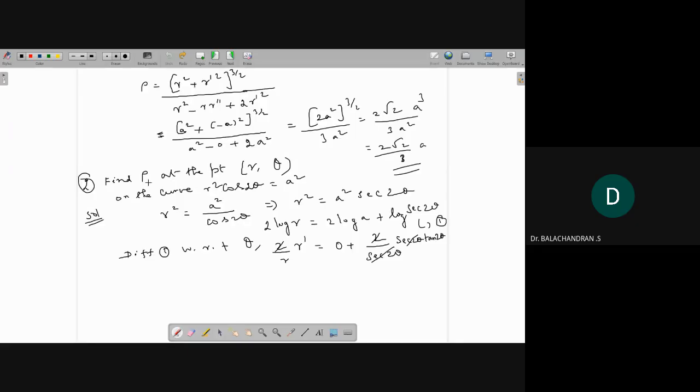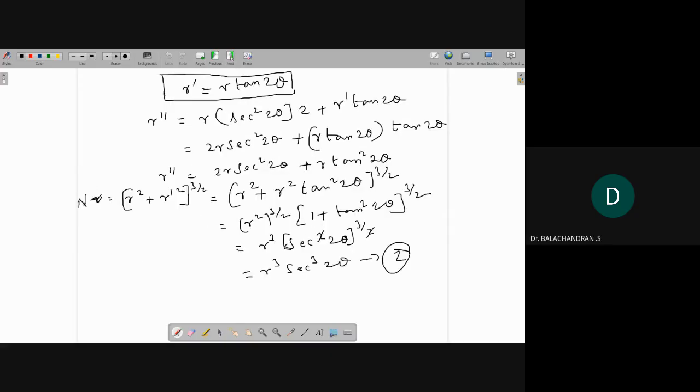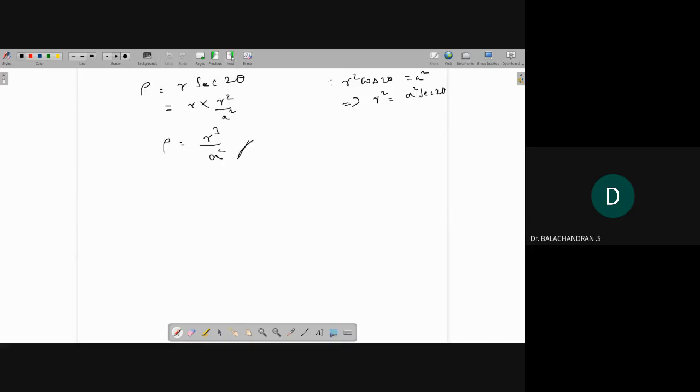This is an example. Find the rho at a general point (r, theta) on the curve r square into cos 2 theta equal to a square. This is the first problem. Okay, please note down: r square cos 2 theta equal to a square. For the first problem, the answer is rho equal to r cube by a square. So note down the answer also.